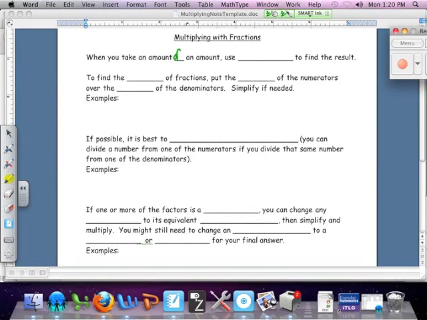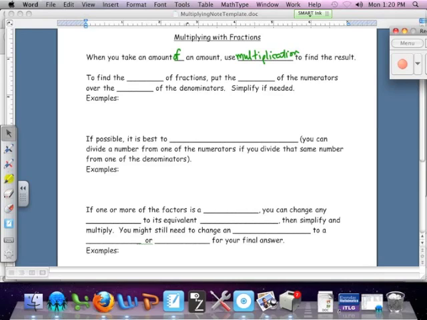Take an amount of an amount, use multiplication to find the result. Same is true with whole numbers as well. If I have 5 groups of 6, if I have half of 10, that's multiplication. If I have 3/8 of 2/3, multiplication. I've heard some people just say, oh, if I see "of," it means multiplication.